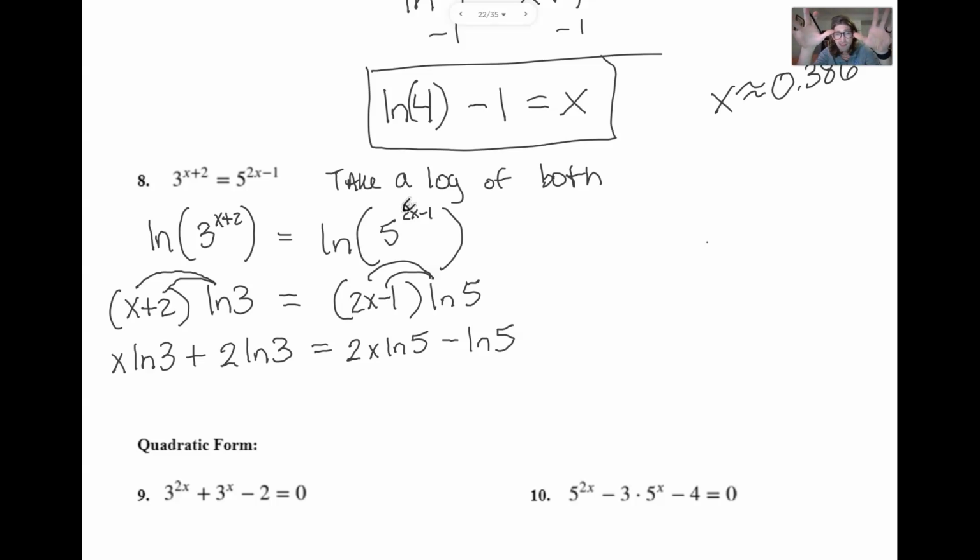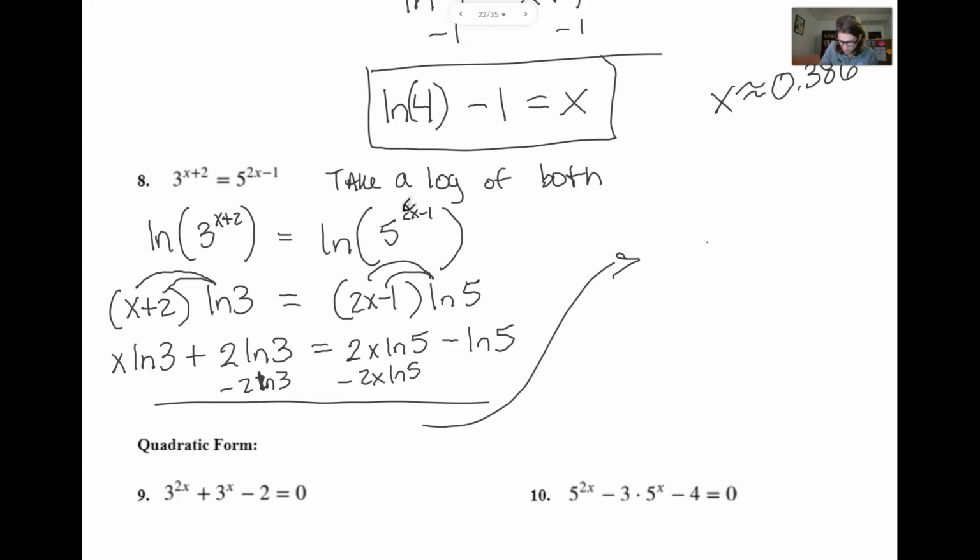So I'm going to do a little rearranging. Everything with an x, I'm going to move to the left, and everything without, I'm going to move to the right. So see if you follow here. We're going to subtract 2x ln of 5, and we're going to subtract 2 times ln of 3 from both sides. I'm going to write it once, but I'm doing it from both sides. We get x natural log of 3 minus 2x natural log of 5, and that's going to equal negative 2 natural log of 3 minus natural log of 5. And I'm kind of squeezing that in there, sorry.